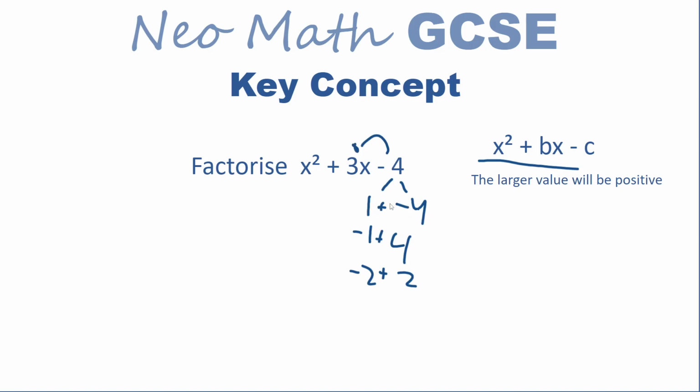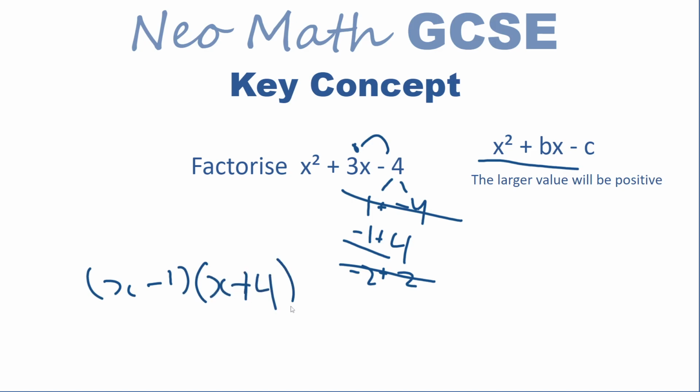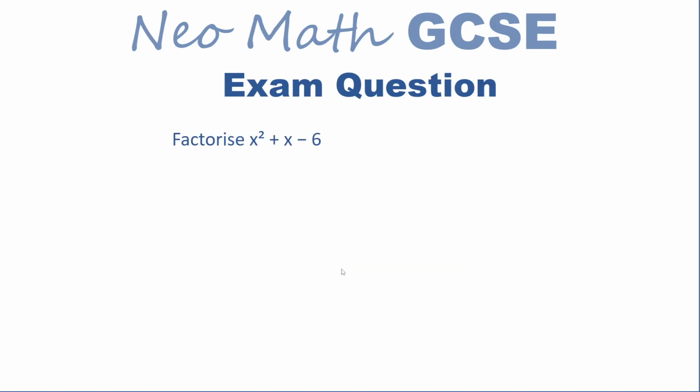So if we do 1 plus minus 4, we're going to get minus 3, so it's not that. If we did minus 2 plus 2, you'd get 0, so it's not that. And if you did 4 plus minus 1, then you'll get 3. So this is the answer. And you've got these two values here, and how you write that down as your answer, you do x minus 1 in a bracket, and then x plus 4. And there's your answer. We're going to move on to the first example question now. Well, not the first example, the first one that you're going to try.